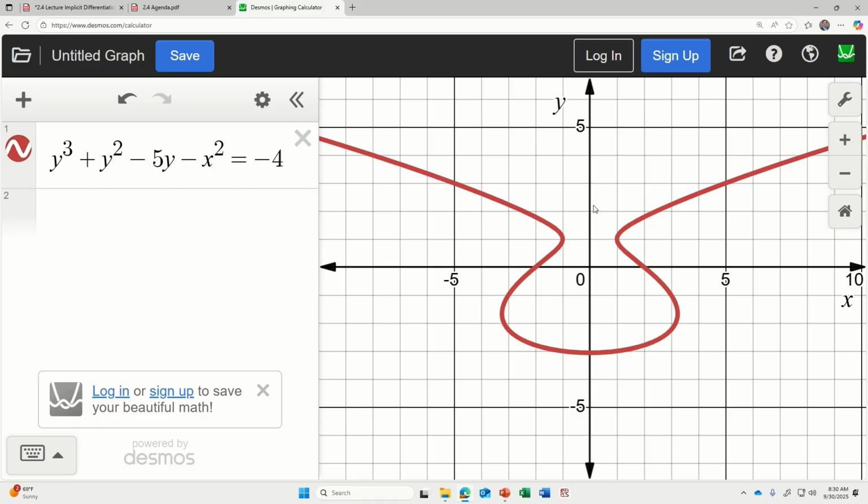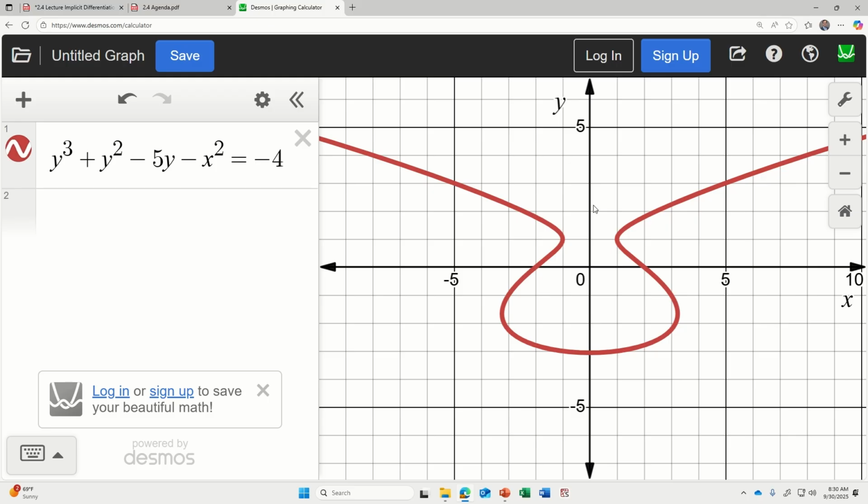Graph every single function you see on your homework on Desmos. Obviously work the homework problems too. That's really important. But if you see what you're doing, I think it adds a lot of character to it. Remember that the slope of the curve is the derivative.